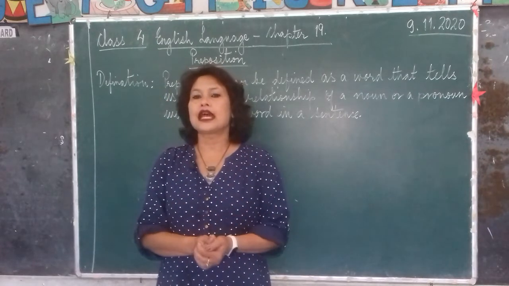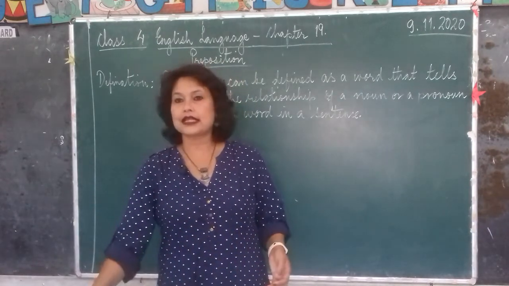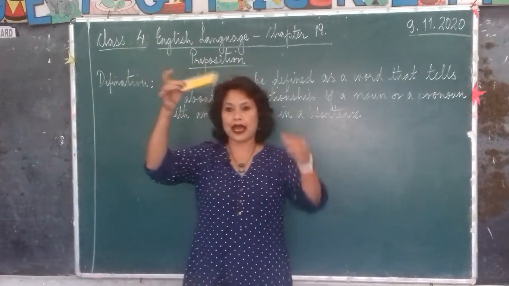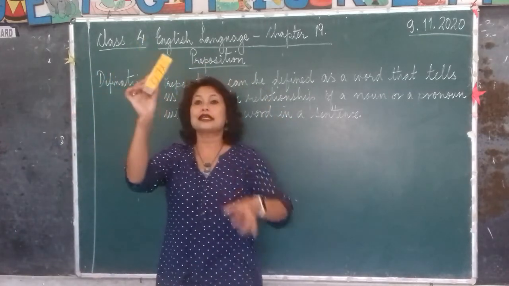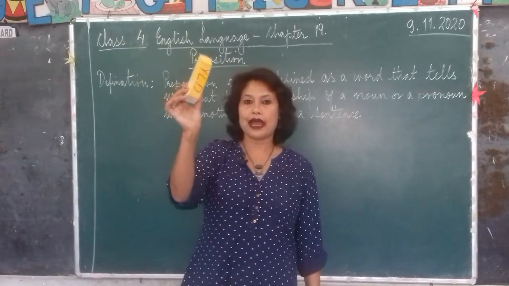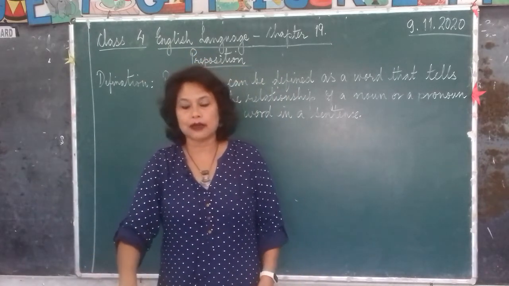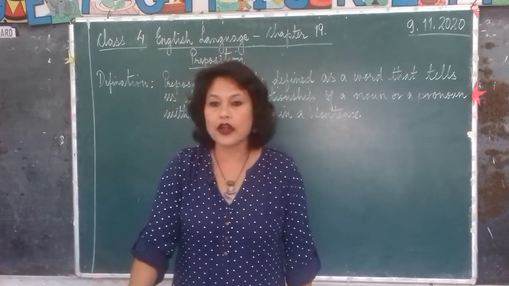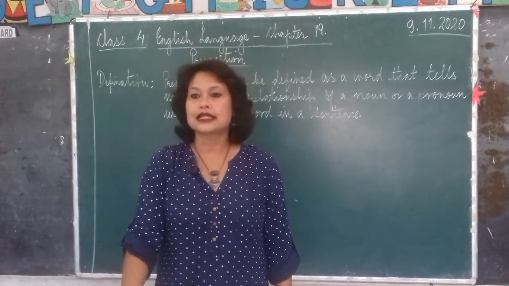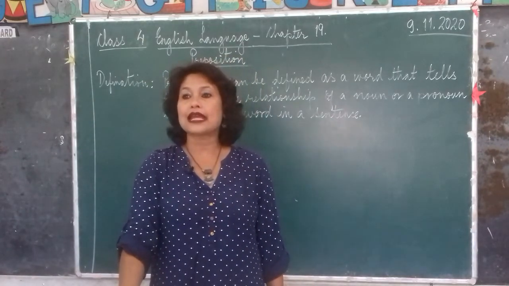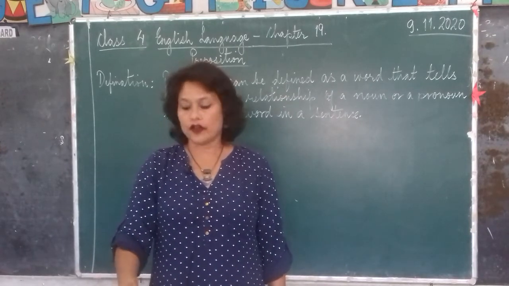So in front is a preposition. See, this is a duster. I have a duster in my hand, right? The duster is in my hand. It's in my hand. And I put the duster on the table. I don't know whether you'll be able to see the table or not, but I put this duster on the table. So it's on the table. All right. I cannot say that the duster is under the table.